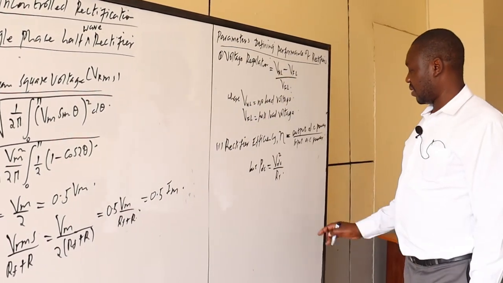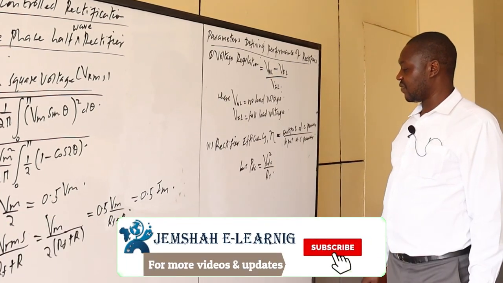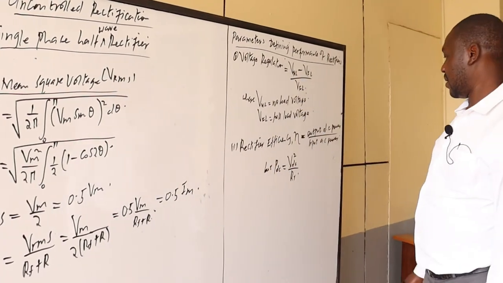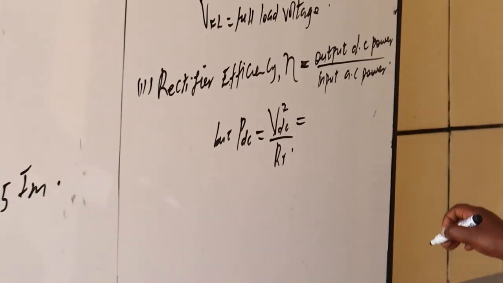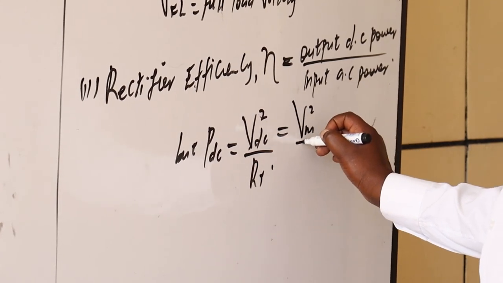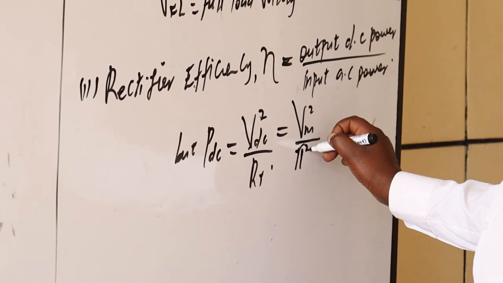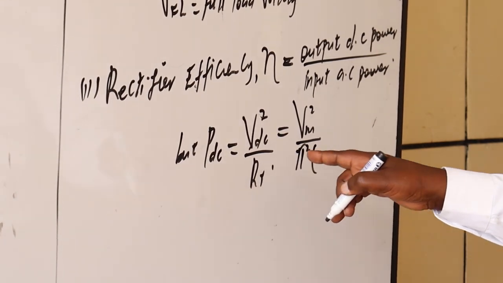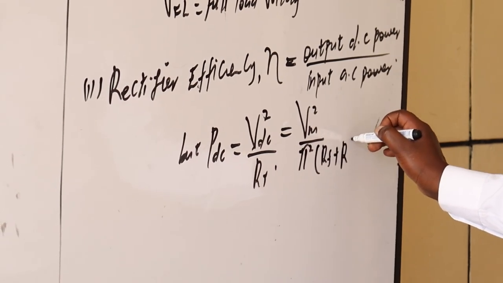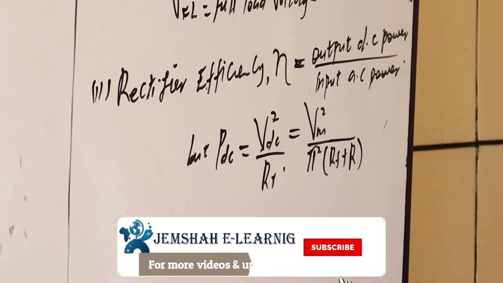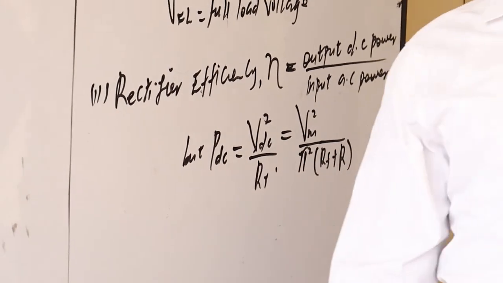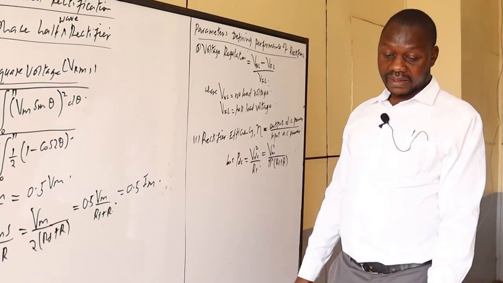before I get to the AC input power, we had derived an expression for VDC, which was Vm all over pi. So you can say VDC is Vm over pi, so this will be Vm squared all over pi squared. But we know that our R total is Rf plus R. So that expression will give you the PDC. Rf, as I said, is the forward resistance of the diode. R is the load resistance.